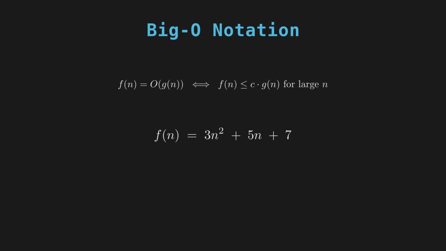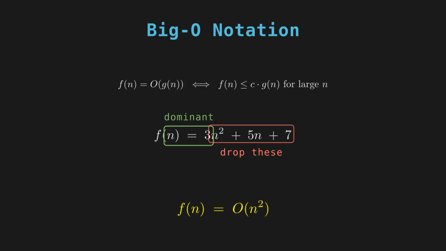Now here's the beautiful simplification. We drop constants. We drop lower order terms. So 3n squared plus 5n plus 7, that's just O of n squared. Why? Because once n is big enough, the n squared term swamps everything else. The 5n and the 7 become invisible noise. We only care about the dominant term, because that's what actually controls how the function scales.